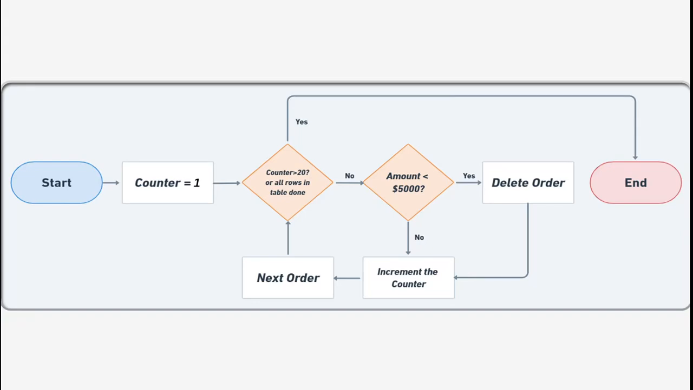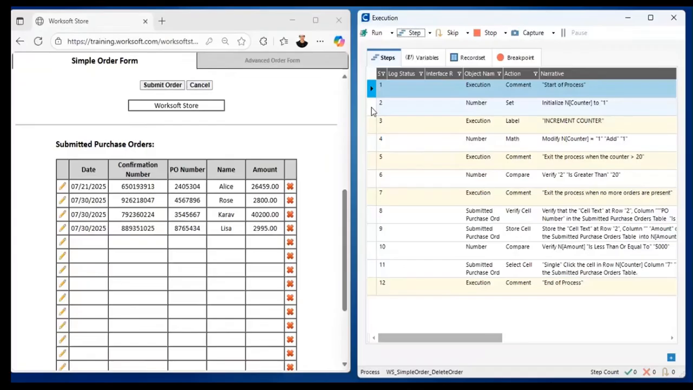To better understand how this loop works, look at the flowchart. Once the process starts, it checks if the amount is less than 5,000. If the condition is true, it proceeds to delete the order and jumps back to continue with the next order. If the condition is false, it jumps back to proceed with the next order. The loop is exited when one of the criteria is met as explained before. We will now execute the process on 4 simple orders to demonstrate how this method works, even though we initially introduced a table with 20 orders.